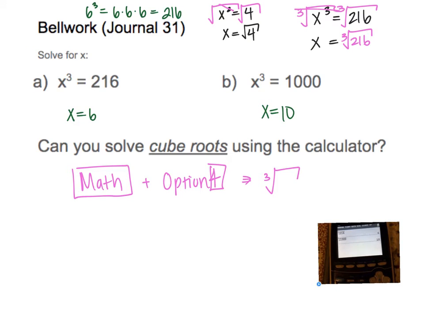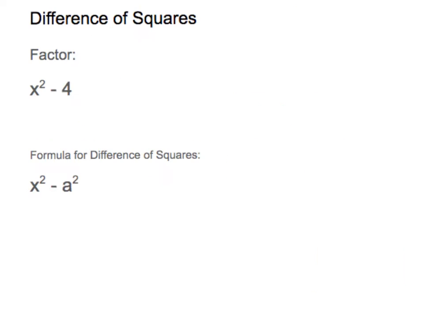So that's it for the bell work. I wanted to show you that feature just in case you're having trouble with taking cube roots and you would like the calculator to do it. That's the way you could use those calculators for your advantage. All right, so let's move on to today's lesson.